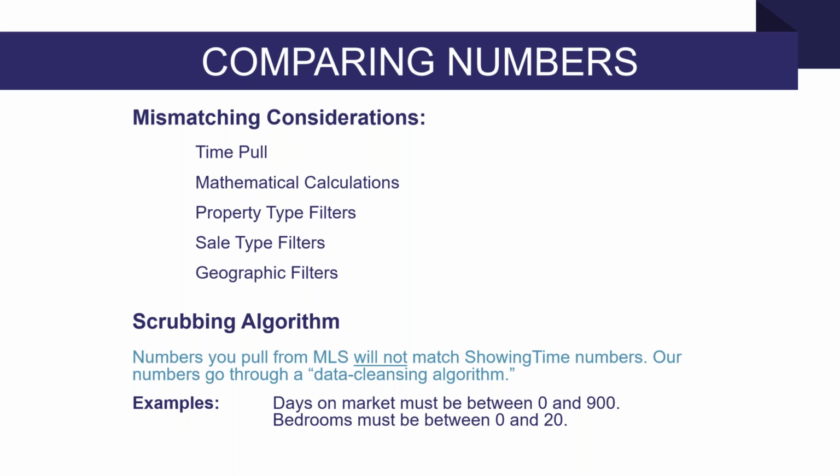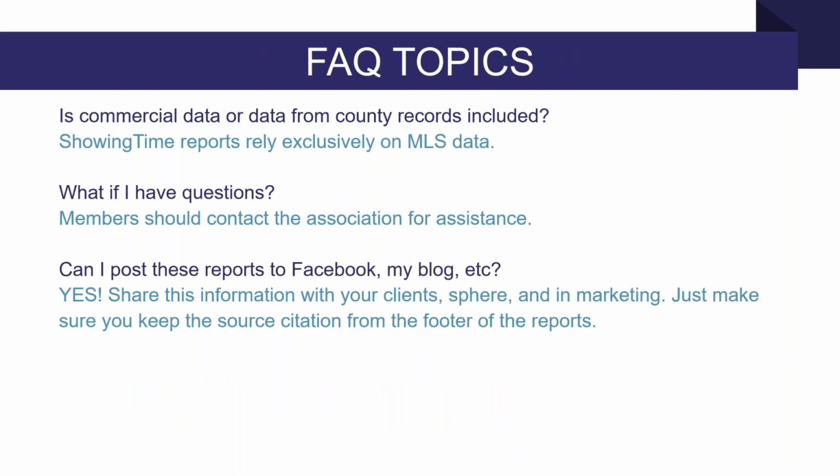We also will do a tiny bit of data scrubbing. If a property says it's been for sale for 9,000 days, we'll assume it hasn't been for sale for 2 decades and exclude that days on market calculation from our report. We are solely looking at your local MLS data. We are not pulling in any public records information or other data sources other than that showing data from SHOWINGTIME.